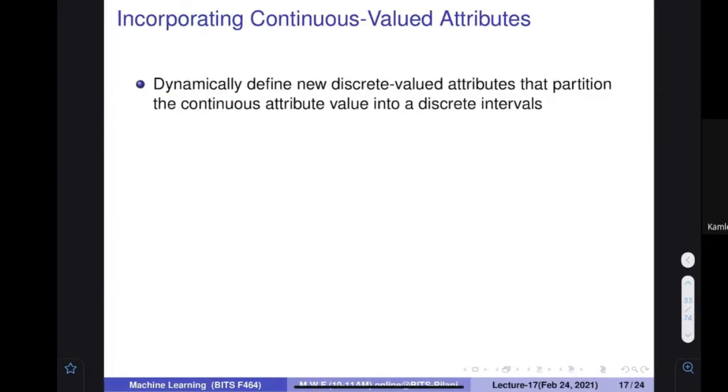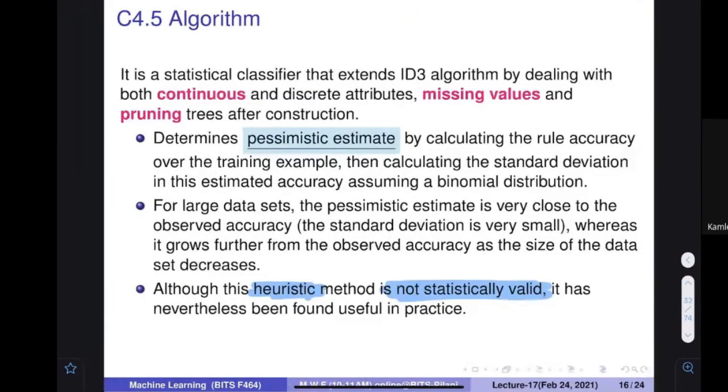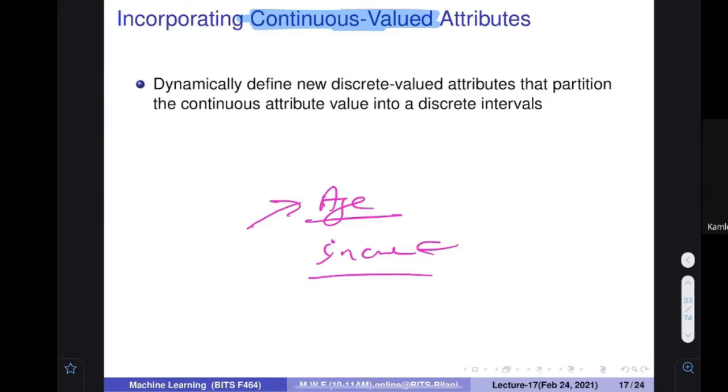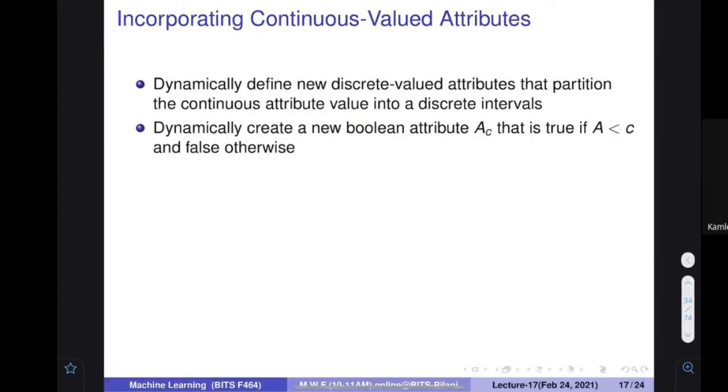So let us see, one by one, all the things that C4.5 can solve for us: how to handle continuous values and missing values. For pruning, we have seen multiple methods. Now let us see how to handle continuous valued attributes. What are continuous values? For example, age or income. Definitely I would be in trouble if I do not convert them into categorical values, because then I cannot apply my tree algorithm.